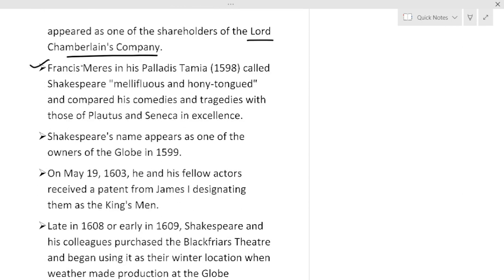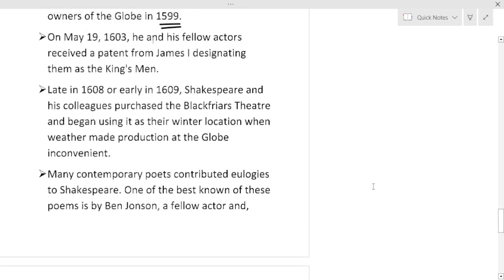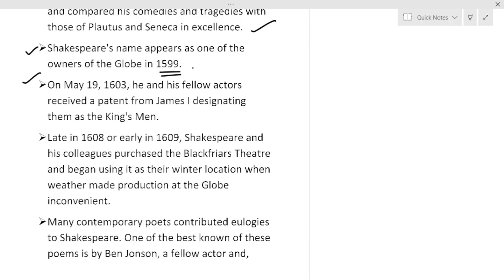Francis Meres, in his Palladis Tamia, 1598, called Shakespeare mellifluous and honey-tongued. This phrase about Shakespeare is used by Francis Meres, who compared his comedies and tragedies with those of Plautus and Seneca in excellence. Shakespeare's name appears as one of the owners of the Globe in 1599. On May 19, 1603, he and his fellow actors received a patent from James I, designating them as the King's Men.